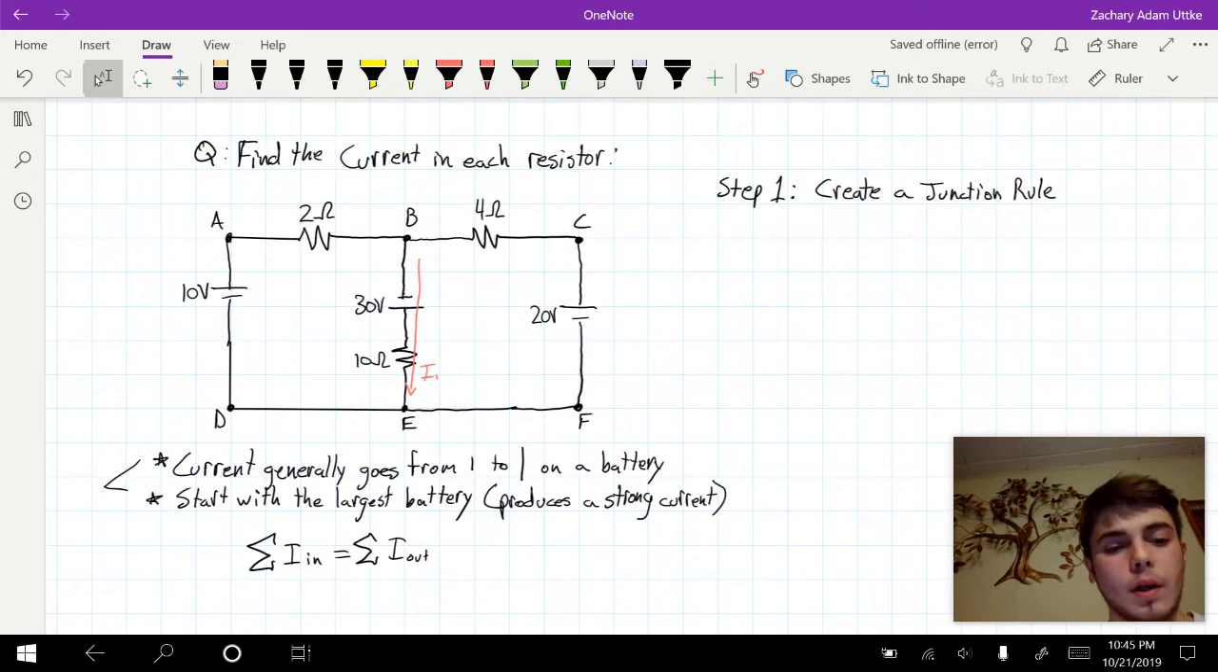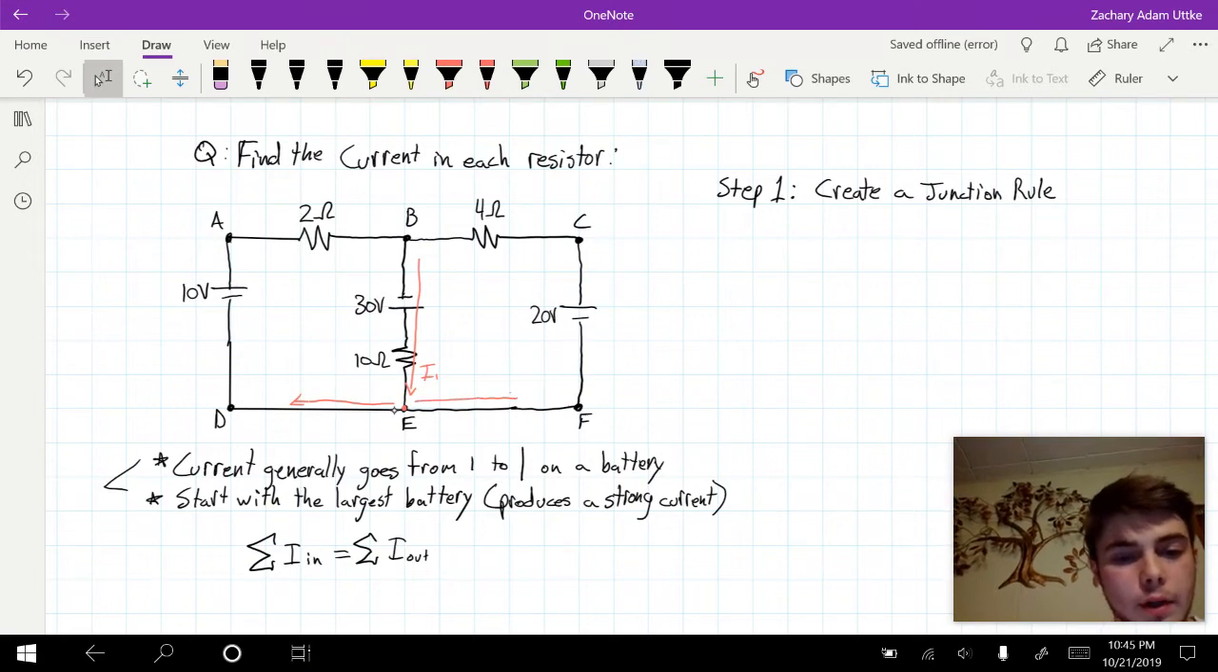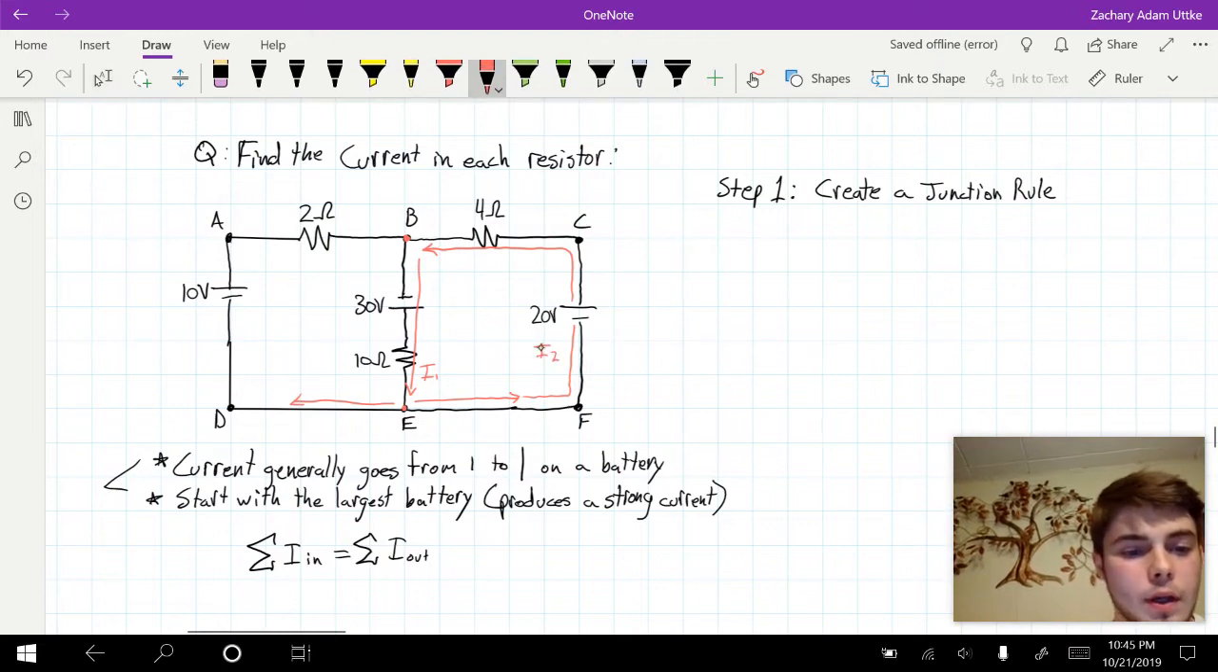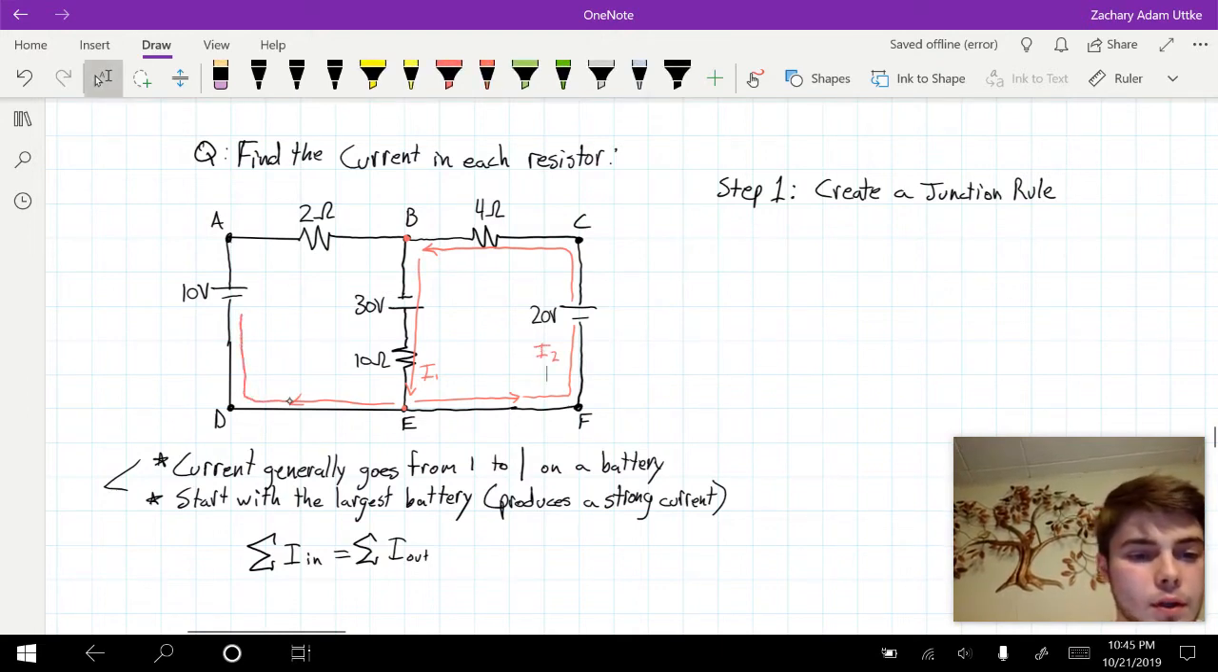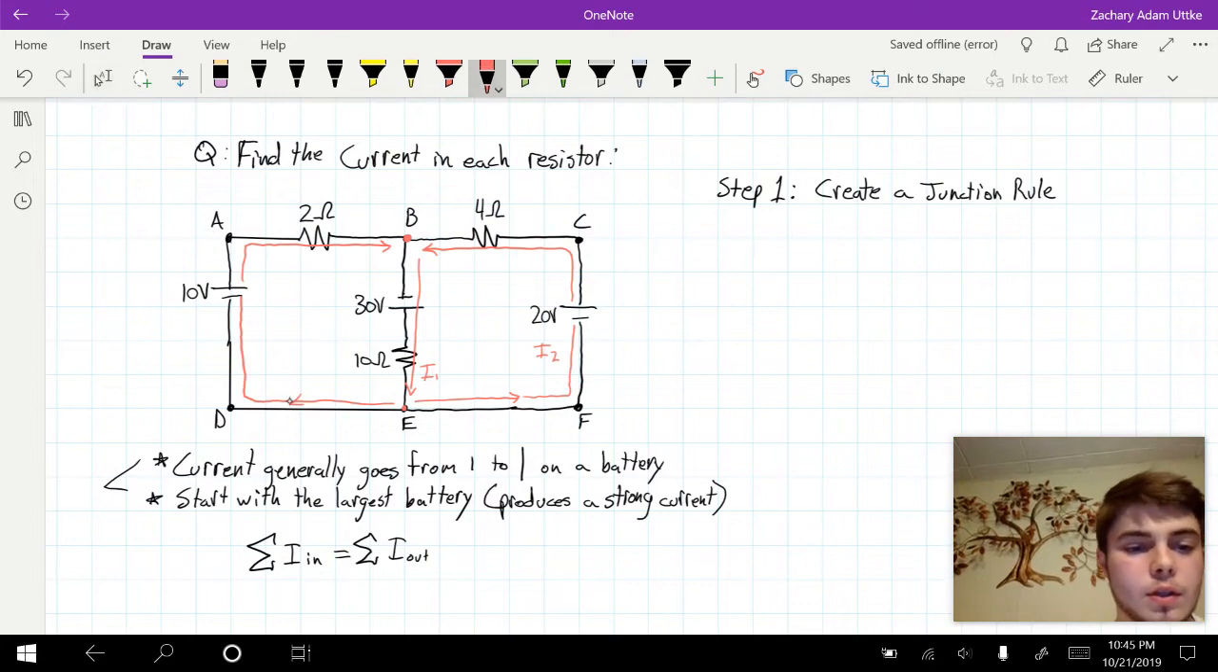Okay, and then once it gets to this junction right here, it's going to split into two different currents. So let's just follow this right path, and this current is going to make its way all the way around this wire until it reaches this junction. So let's just call this I2. And the same goes for this current. It's going to go all the way around the wire until it gets back to this junction. And let's call that I3.